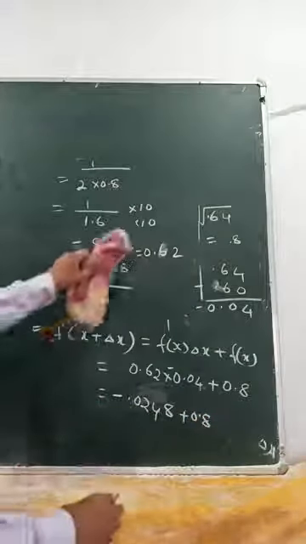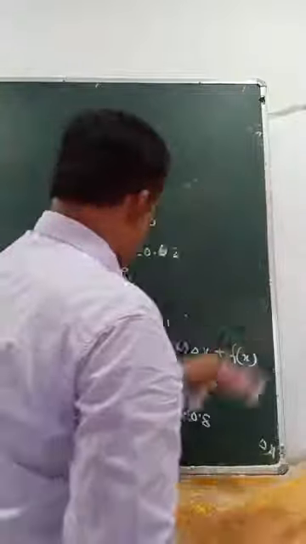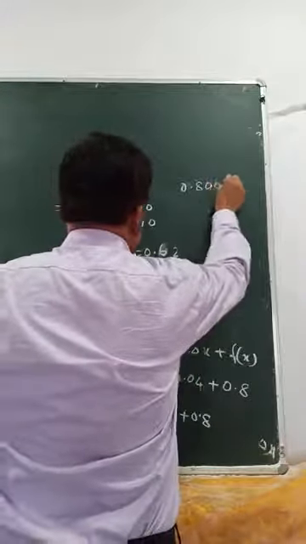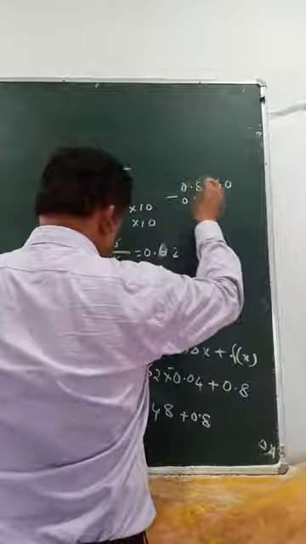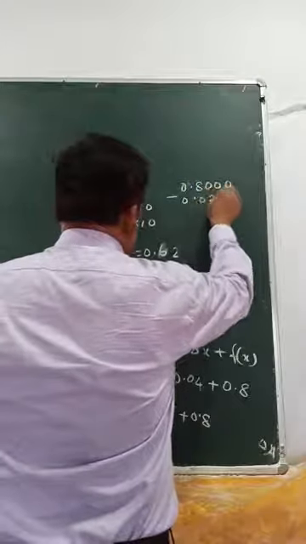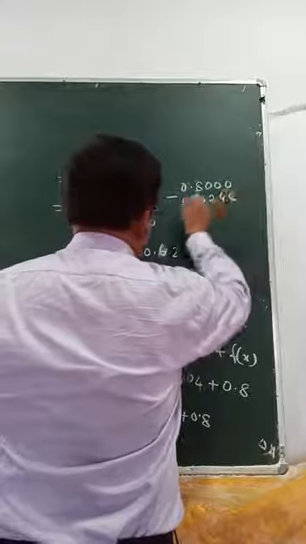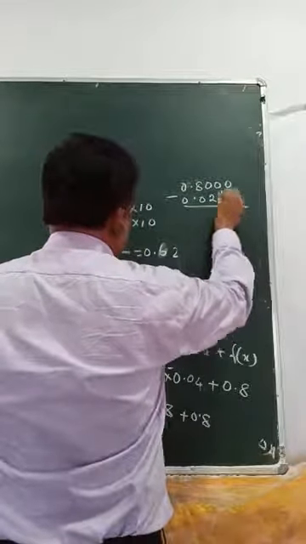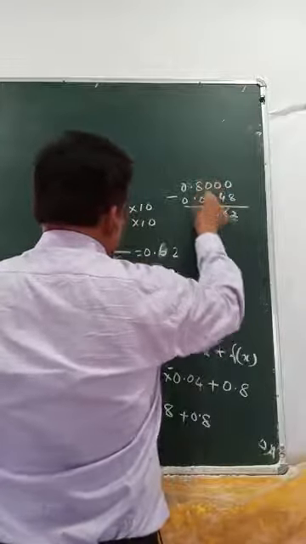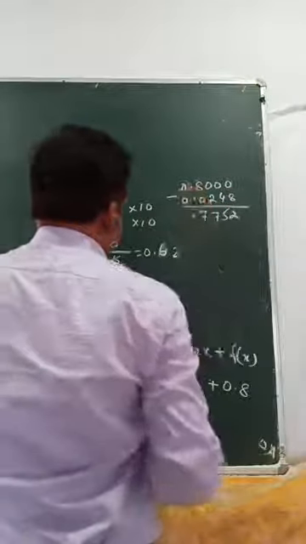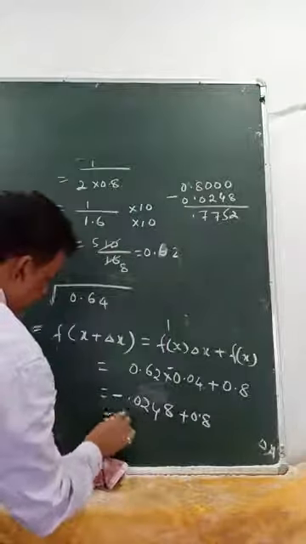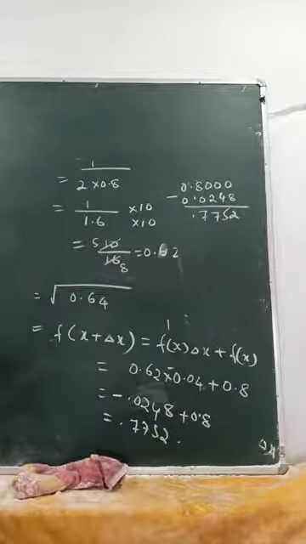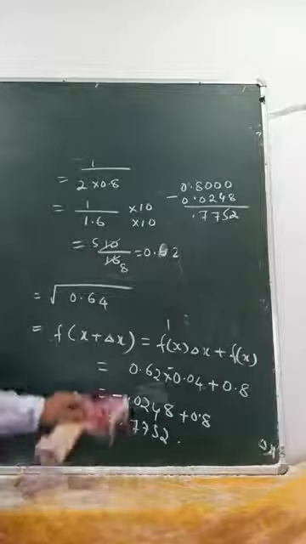Now you can subtract here. What are you going to do? 0.8000 minus 0.0248. This is 2, this is 9 minus 4 is 5, 9 minus 2 is 7, this is 7. So 0.7752. This is our answer.